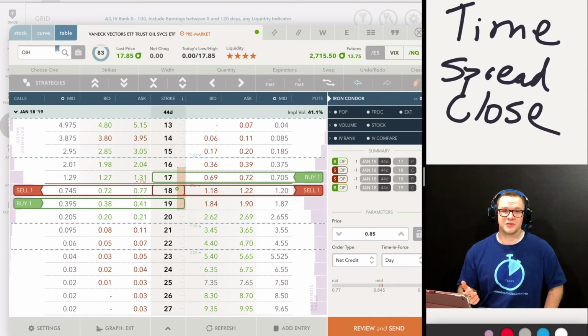It doesn't have to be a full loser. Nobody says you have to keep this on until expiration and take a full loser. You can take it off whenever you want to. That's the way American style options work. You can sell them and you can close them at any point in time.